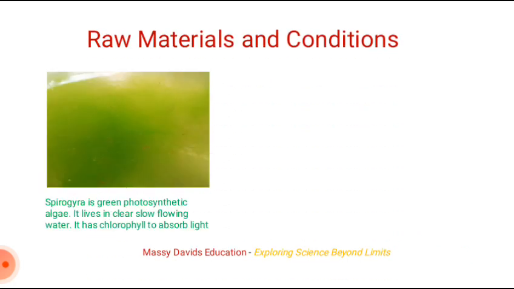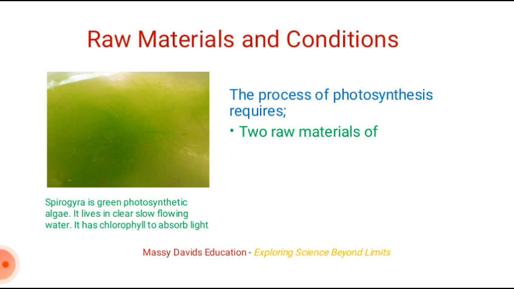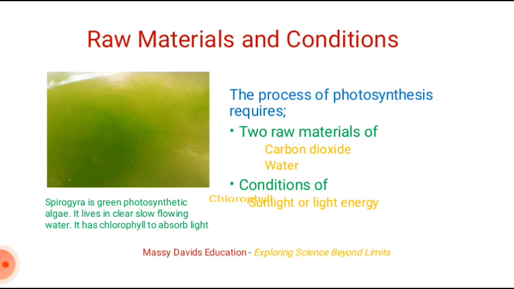So what are the raw materials and the conditions required for the process of photosynthesis? So according to that equation, we have 2 raw materials. We have carbon dioxide, we also have water. Then we also have 2 conditions. There must be sunlight or any form of light energy, and also we must have the chlorophyll for trapping the sunlight.